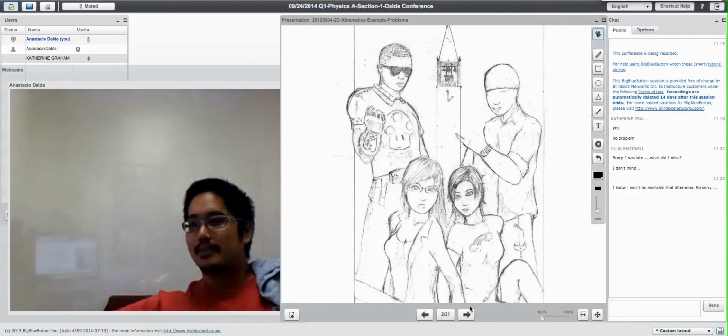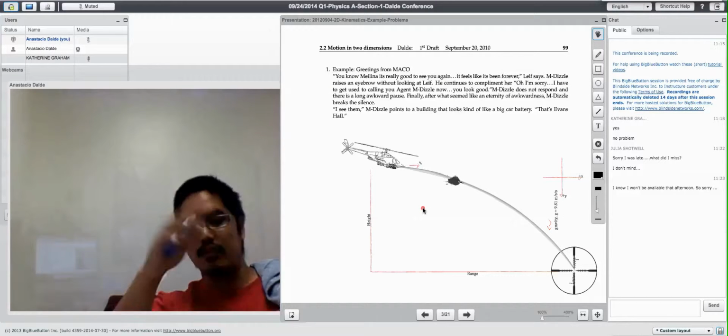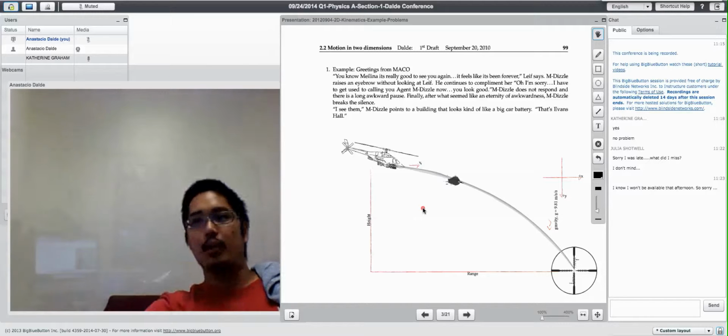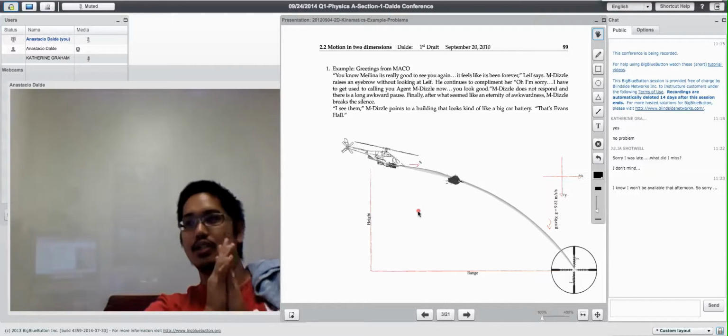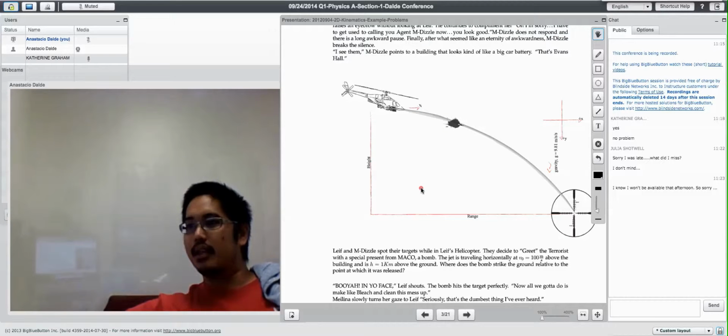So I started drawing this stuff and I didn't have time to finish. But anyway, let's talk about this one. I'm just going to do a bunch of example problems, and I won't even read the story to you. I'll let you guys read the story. But let's do this one. Ready? Example problem number 1.